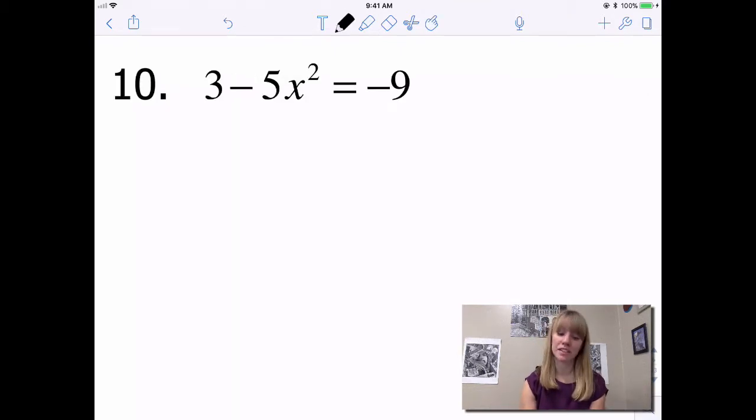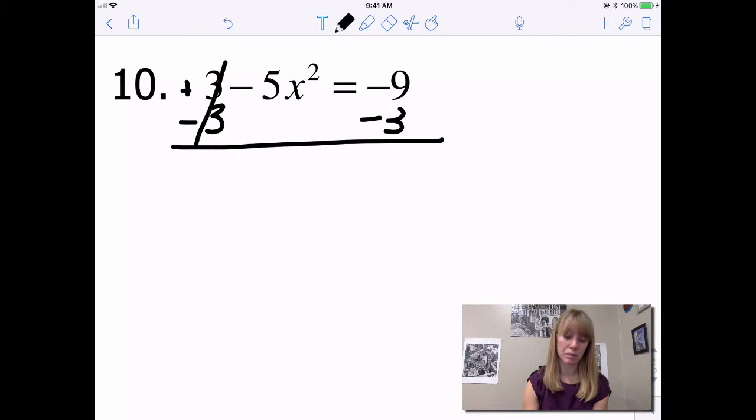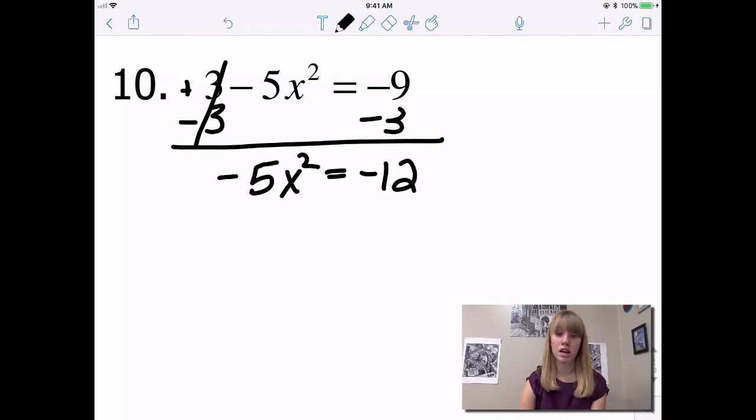Number 10 will operate really similarly. I want to do PEMDAS backwards again. So the first thing I notice is I have a positive 3. So to undo positive 3, I'll subtract 3 on both sides. We always have to do stuff on both sides. So we have negative 5x squared is equal to negative 12. Negative 9 minus 3 is negative 12. Then 5 is multiplied by x squared, so I have to divide by negative 5.